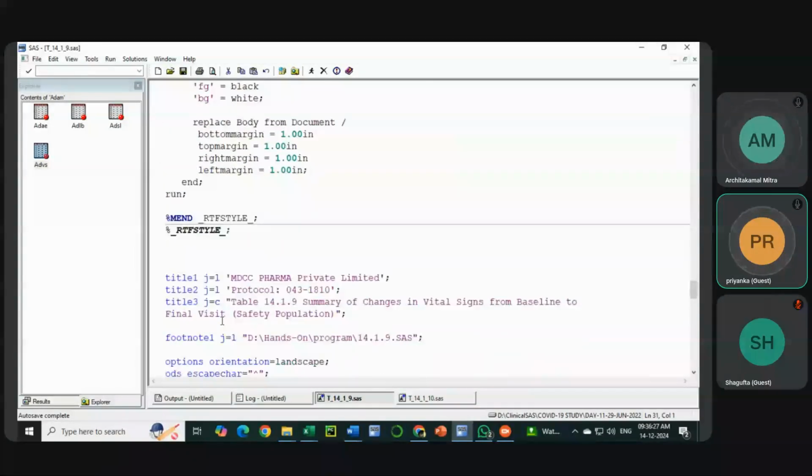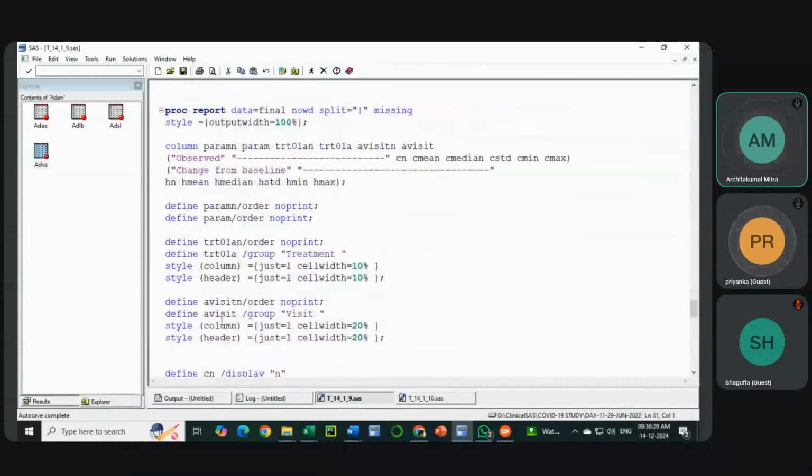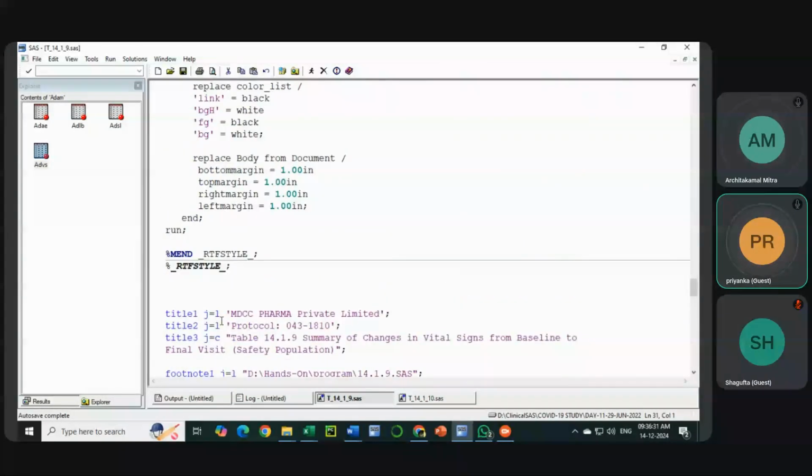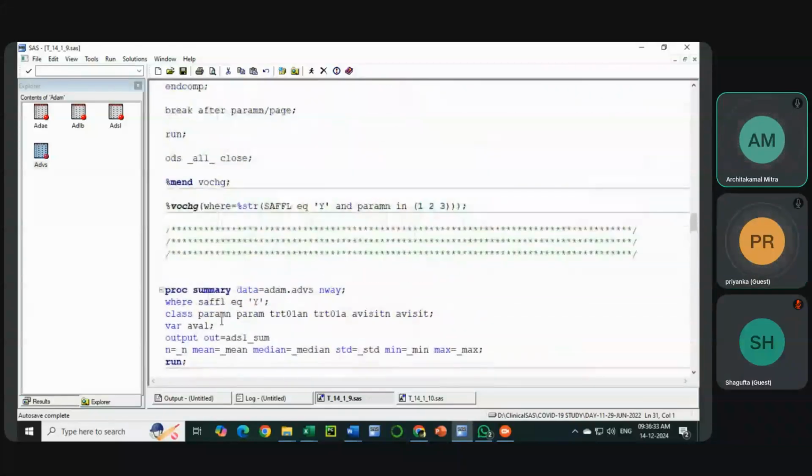Then we have done merge. Can you show the first part, like where are you filtering in the macro? I did not get those.